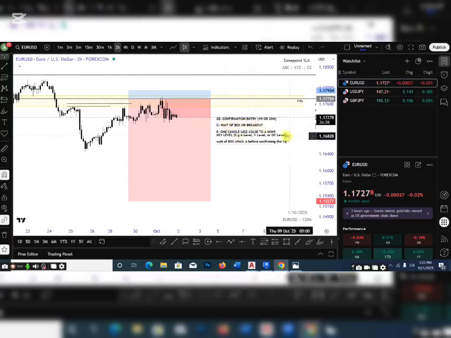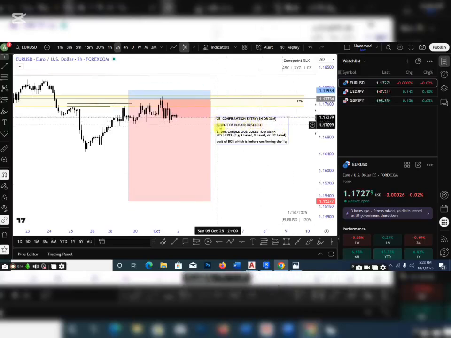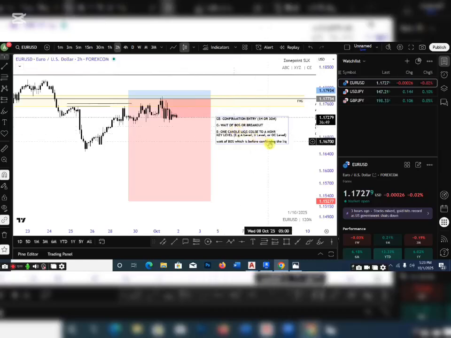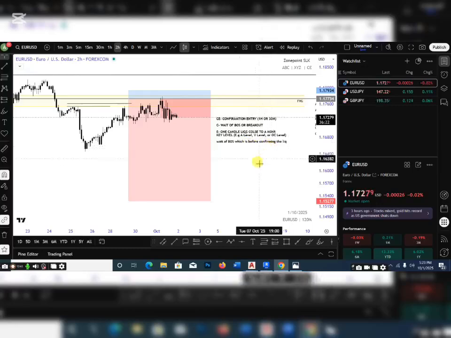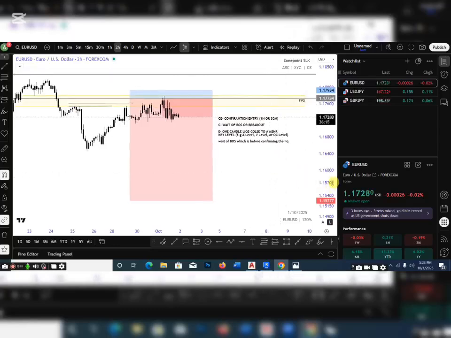See in this confirmation entry, I said if you did not see anything clear on 2 hours, that's when you use 1 hour and 30 minutes. The C means wait for break of structure or a breakout. The E means one candle liquidity close to an MSNR key level, which is either an A level, a V level, or an OC level. And I said wait for break of structure before confirming the liquidity. You need to see a break of structure before confirming a one candle liquidity. You just need to have that in the back of your mind.